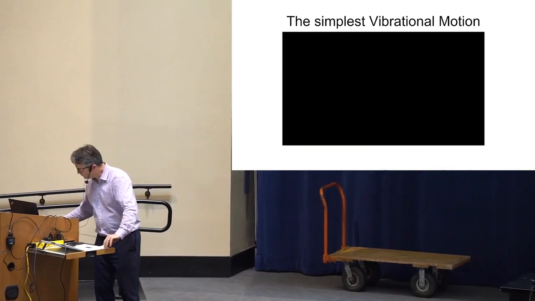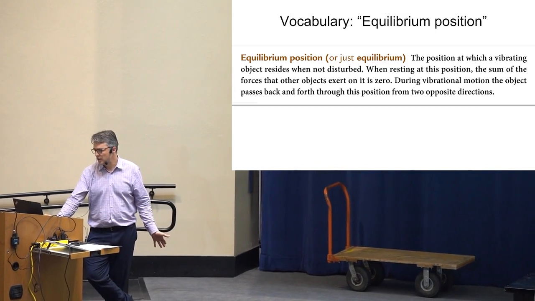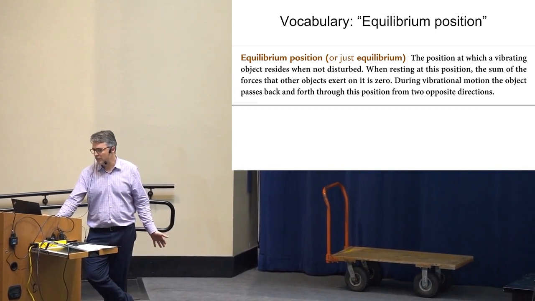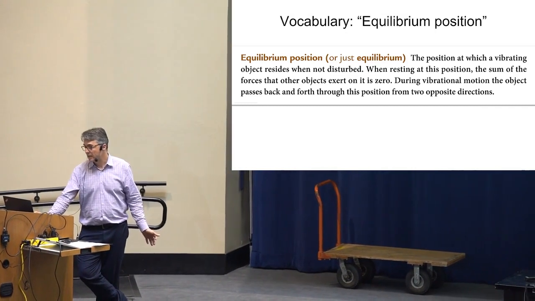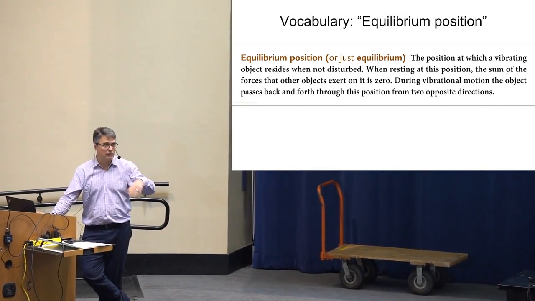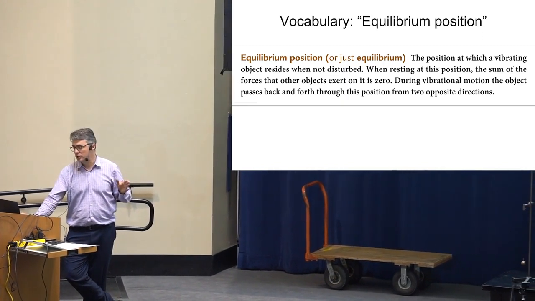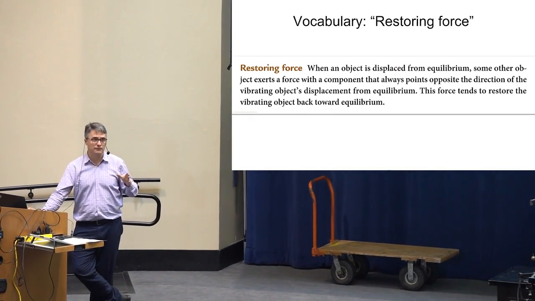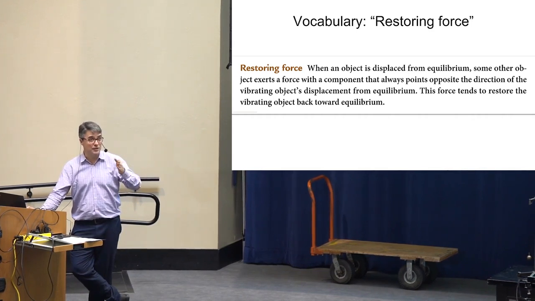So we see a lot. There's something called the equilibrium position, which is the position at which a vibrating object resides when it's not disturbed. When resting at this position, the sum of all the forces is 0. During vibrational motion, there's some kind of restoring force. If you push the object away from equilibrium, there is a new force, which is proportional to how far it is from equilibrium, and it's directed back towards equilibrium.